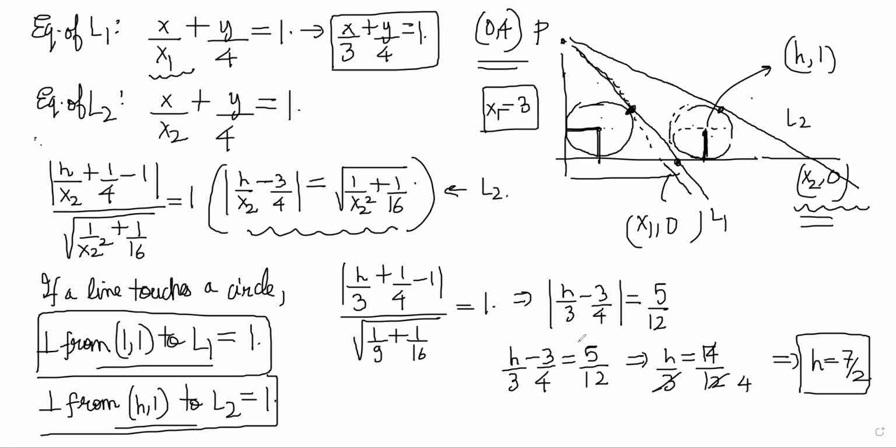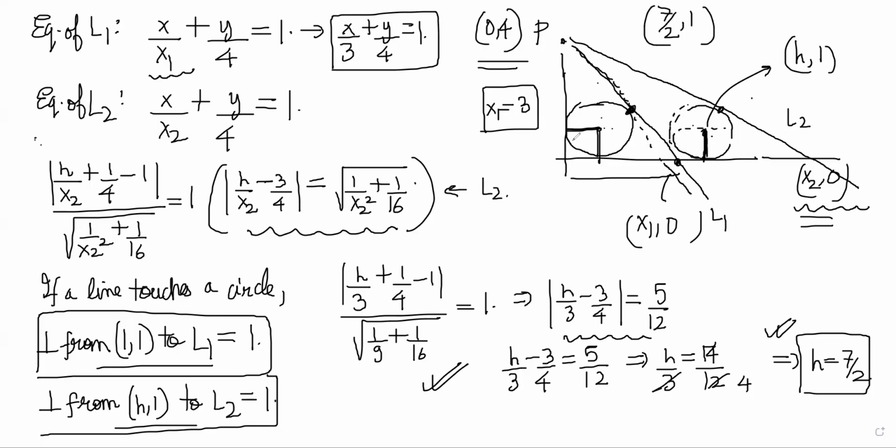Notice, by the way, that here I could get a minus 5 by 12 also. But if you do minus 5 by 12, your h value comes as 1, which will be rejected, because this is not the first circle. This is the second circle we are talking about, right? Based on the figure, h equal to 1 doesn't make any sense. So we have gotten our center of this circle. It is 7 by 2 comma 1.